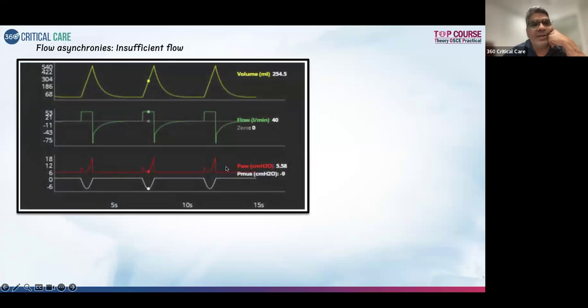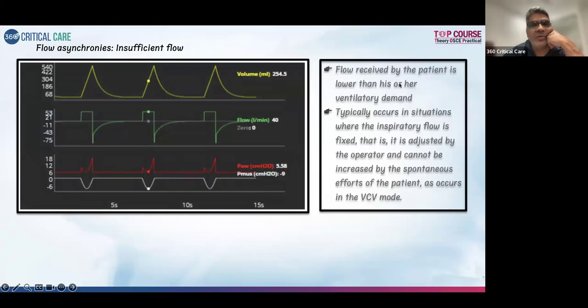Insufficient flow, again, can lead to double triggering. So you have to see this scooping type of thing, and also you can see there are two peaks in the pressure. The flow received by the patient is lower than his or her requirement or ventilator demand. It typically occurs in situations where the inspiratory flow is fixed, that is, it is adjusted by the operator and cannot be increased by spontaneous effort of the patient, as occurs in the volume control mode.